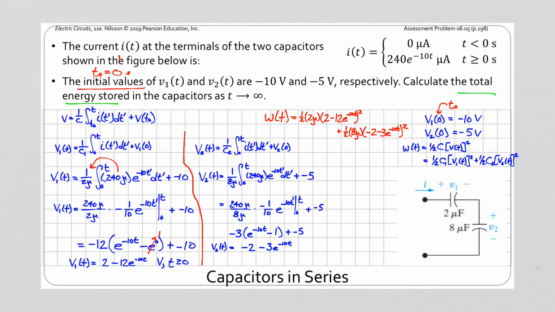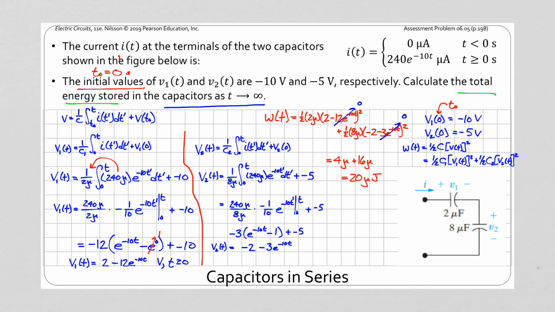If I'm interested in what the energy is as t goes to infinity, that means that my exponential decay terms are going to go away. Those are going to go to 0 as t becomes very, very large. And what I end up with here is 1/2 times 2 micro times 2 squared, which is going to give me 4 micro. And if I have 1/2 times 8 micro times negative 2 squared, that's going to give me 16 micro. So adding those together, that gives me 20 microjoules in this case.